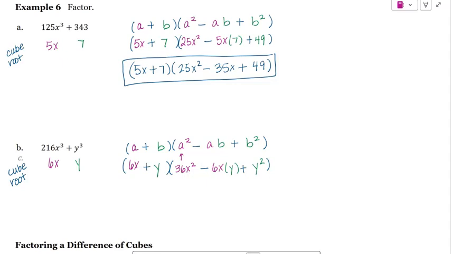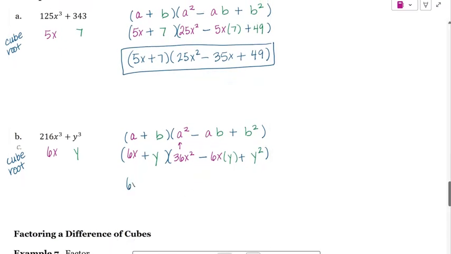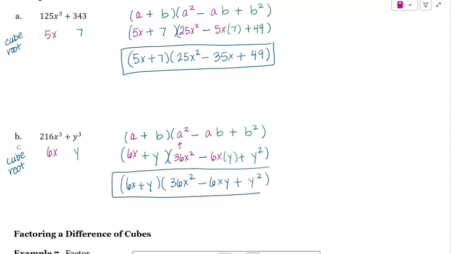All right, let's rewrite this. 6x plus y, 36x squared minus 6xy plus y squared. So that's my final answer.